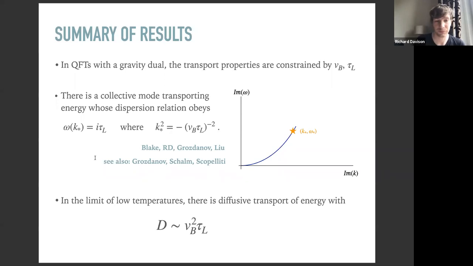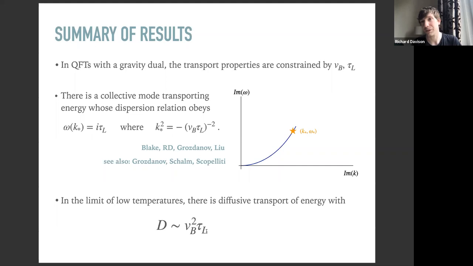Okay, so that's the first result. And the second one is different, but to some extent related. And it applies slightly less generally. So the second result applies in an appropriate limit, which turns out to be the limit of low temperatures. And in this limit, the diffusive transport of energy, which has its associated diffusivity D, this diffusivity D is set precisely by VB and tau L.